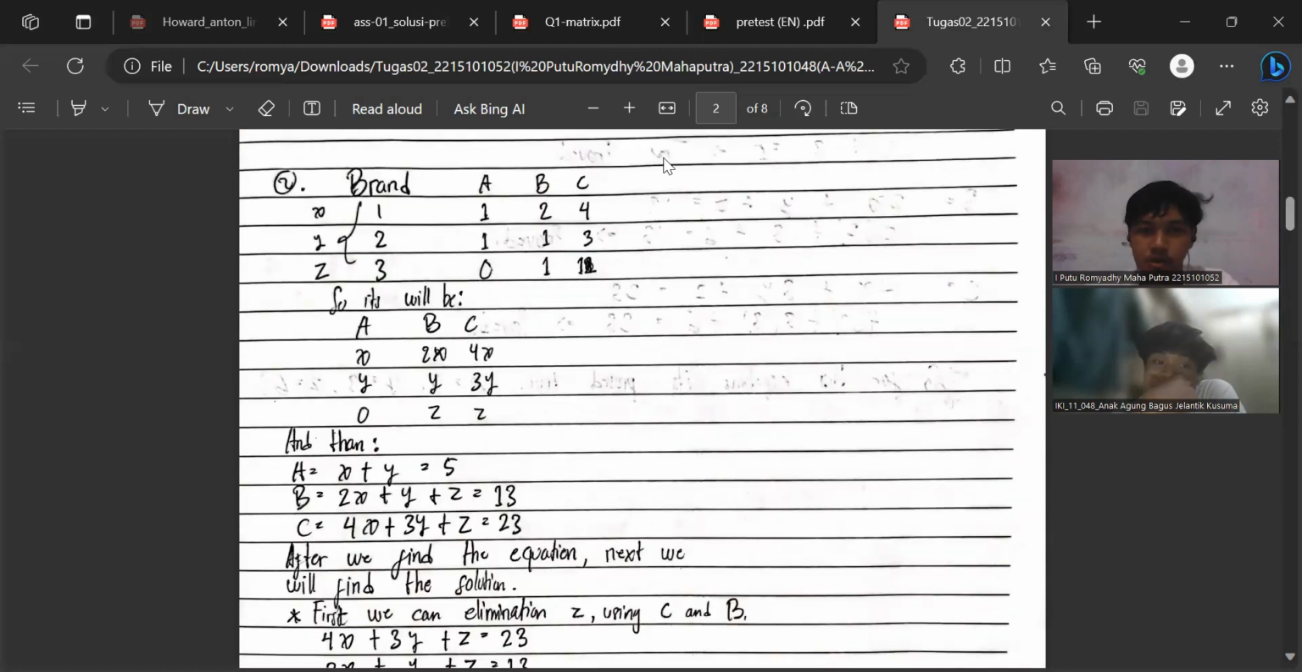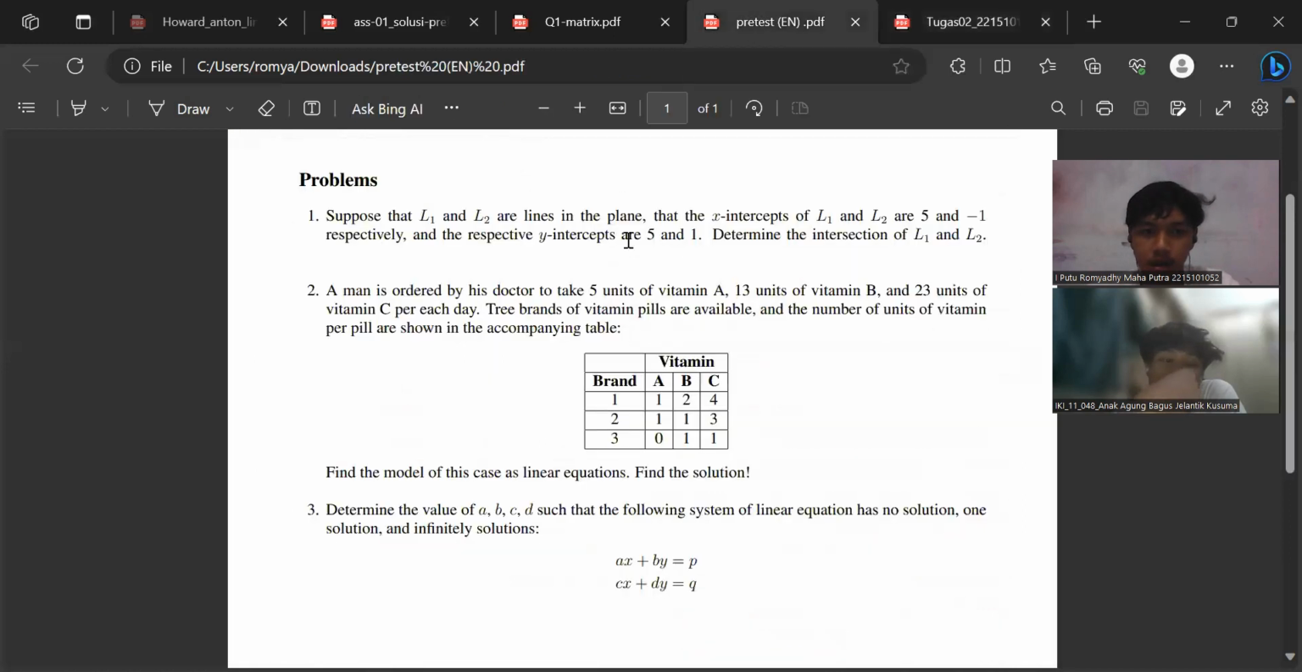In number two, we have a question like this. A man is ordered by his doctor to take 5 units of vitamin A, 30 units of vitamin B, and 33 units of vitamin C per day, as you can see in the table. We must find the linear equation model, and then find the solution.